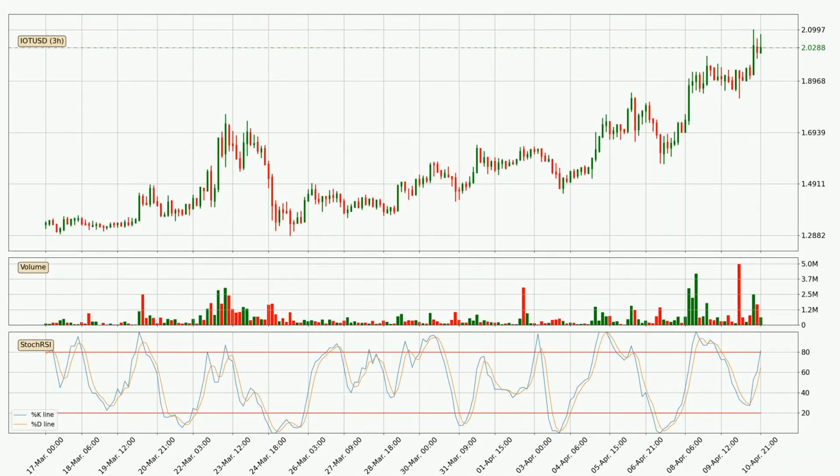Moving to the 3-hourly stochastic RSI, the stochastic RSI currently shows no overbought or oversold conditions, but the %K line is over the %D line, which means the current trend is to the upside.